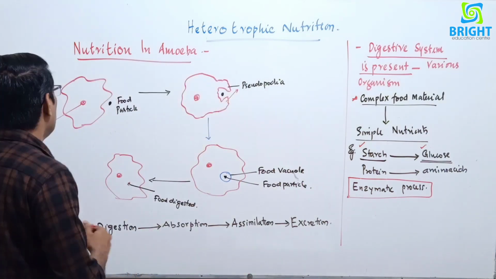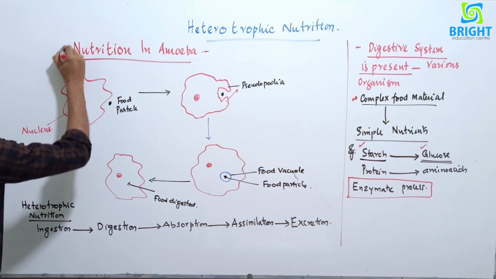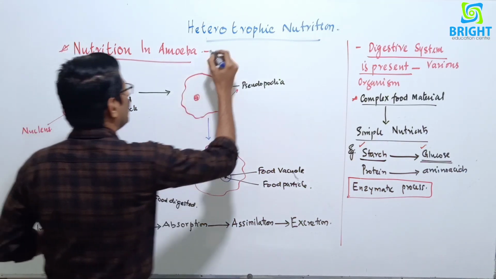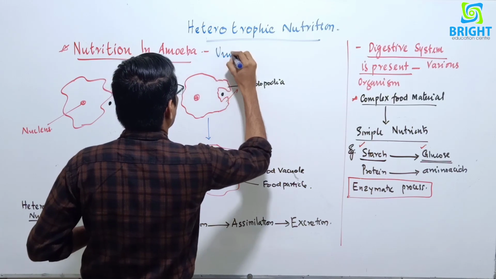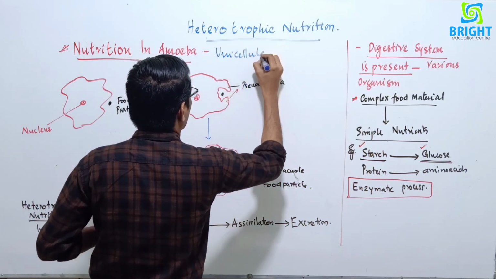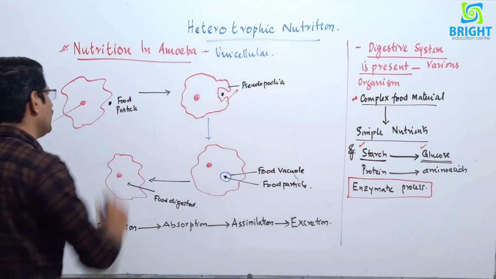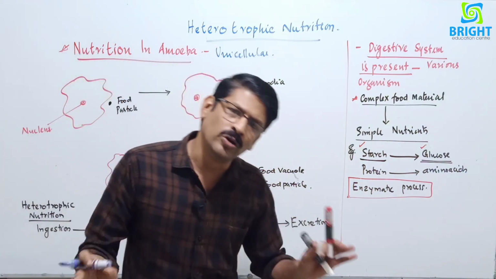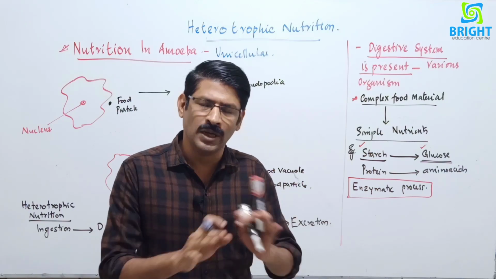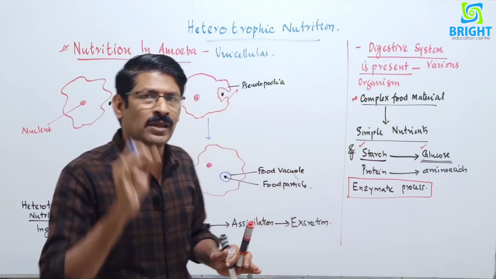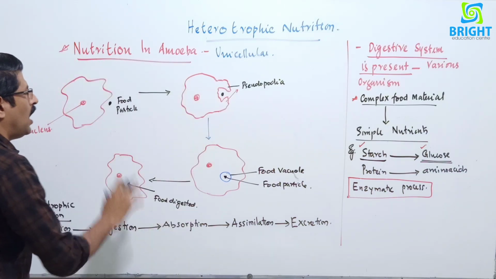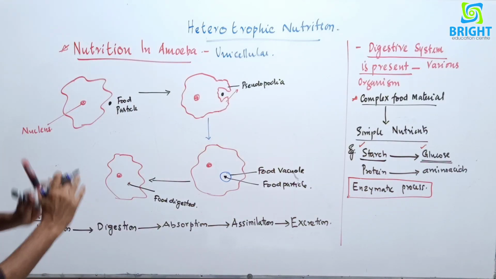And in this part, we are discussing nutrition in amoeba. Amoeba is a unicellular organism. In a single-celled organism, the single cell will undertake all the processes. Here there is no digestive system, no tissues, nothing, only a single cell, and that single cell is undertaking the nutritive process. And this will be asked in the examination, how the nutrition takes place.